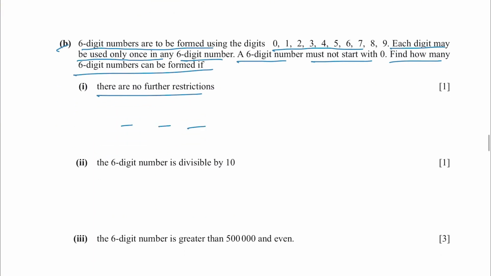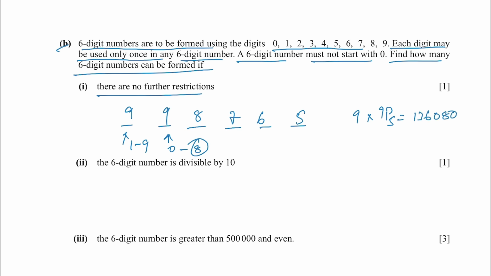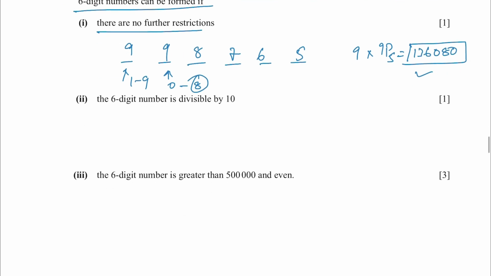So let's just place those dashes. So this is our 6-digit number. We can have 1 till 9 combinations over here. So we have 9 combinations over here. Now we can have 0 over here as well and the other 8 numbers. So we'll have our 9 combinations over here, 8 combinations, then 7, then 6, then 5. So we'll be multiplying and getting our answer as 9 multiplied by 9P5. So this would be 136080. This is our final answer.